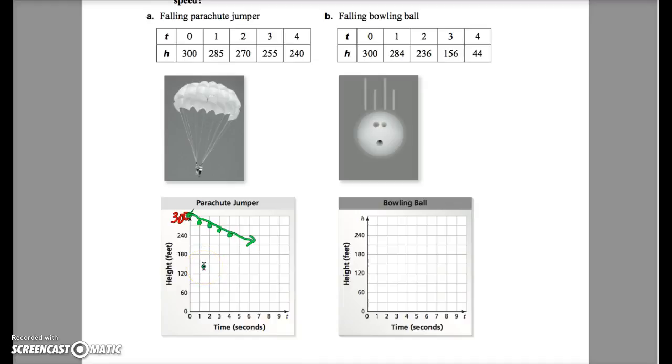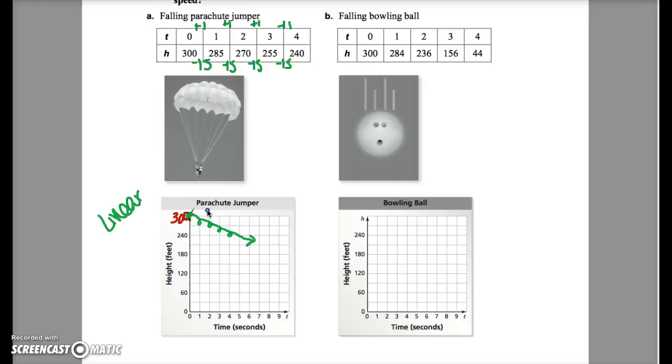It's a linear equation, so I'm going to write this off over to the side. Okay, because it was a straight line. But if we were to look up at the table, my time is increasing by 1 second each time. And then the height is decreasing by 15 feet each time. So since that is constant, you're going to have a linear function.